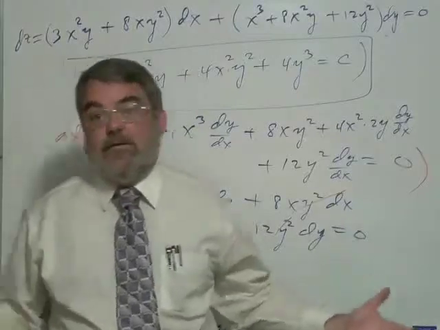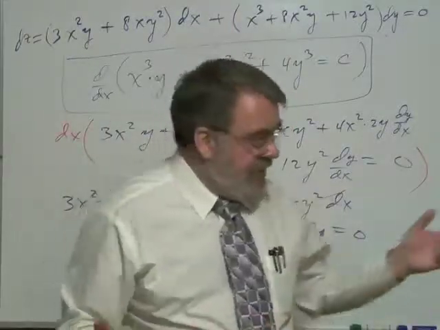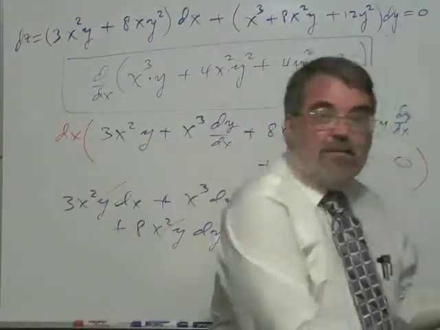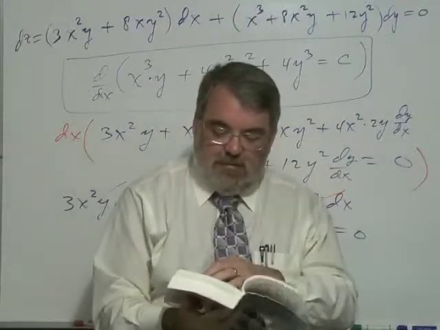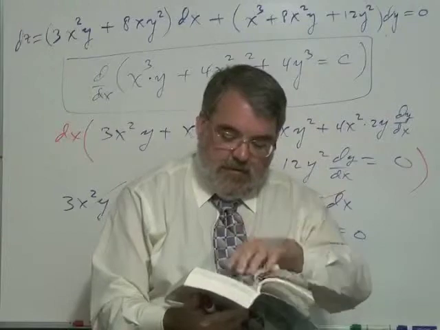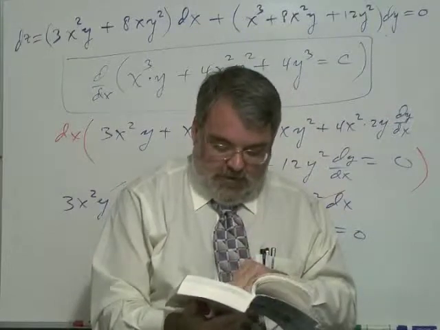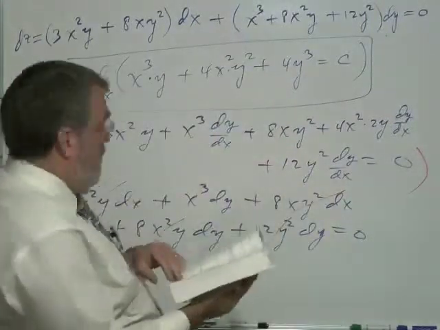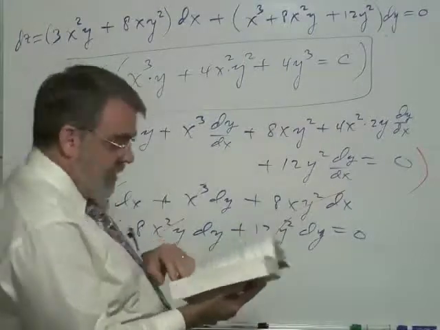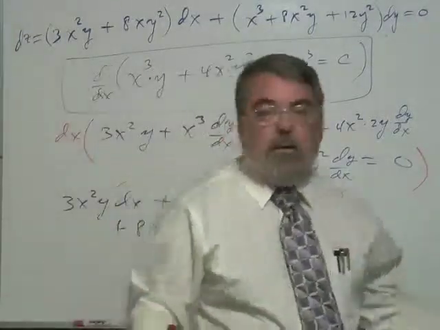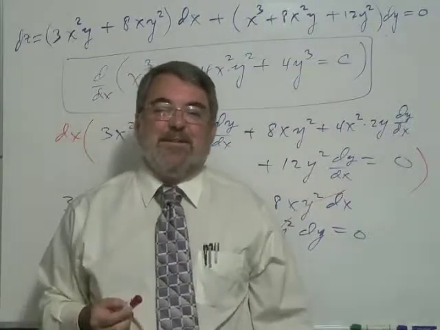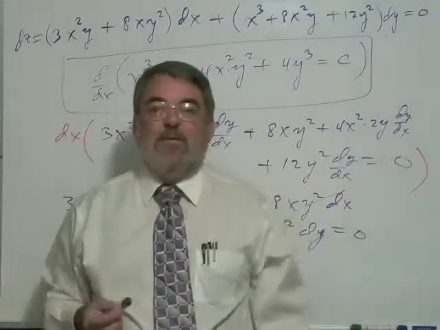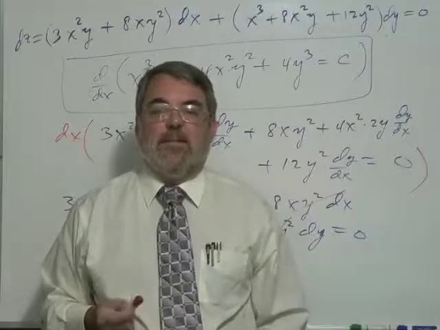So in effect, I verified the answer, which means I guess I don't have to look at the book, but I will. Book solution for number 4 is x cubed y plus 4x squared y squared plus 4y cubed equals a constant. There you go. So that's the long and short of it for exact differential equations. I'll work a few more examples here in the next videos.